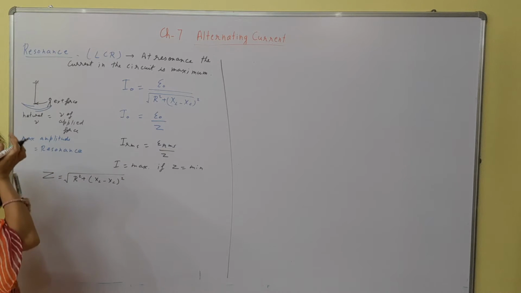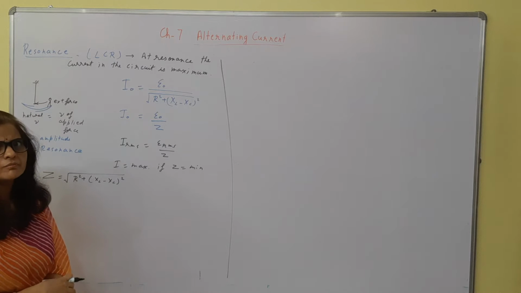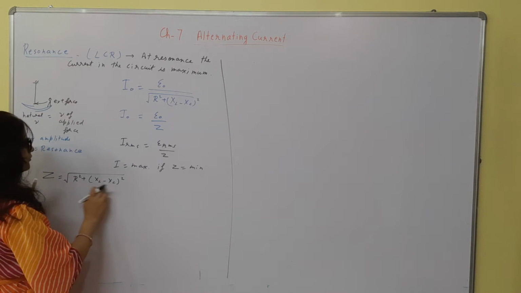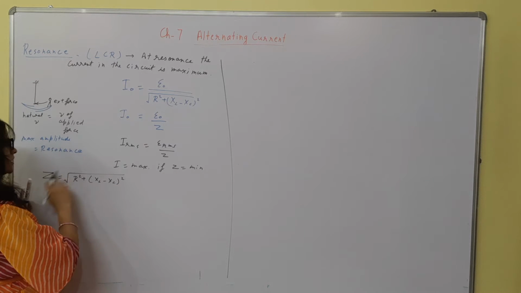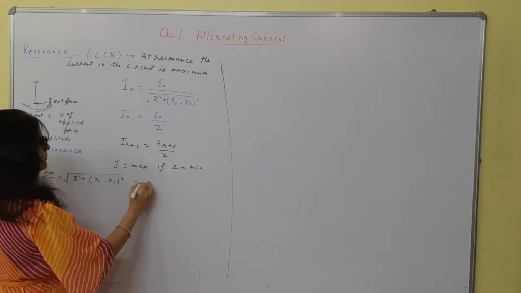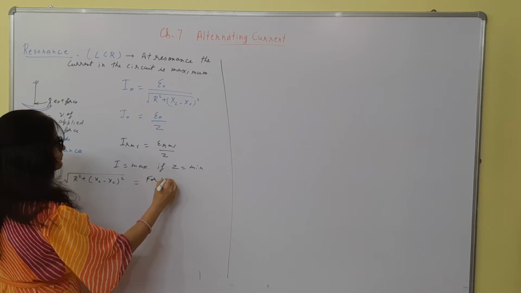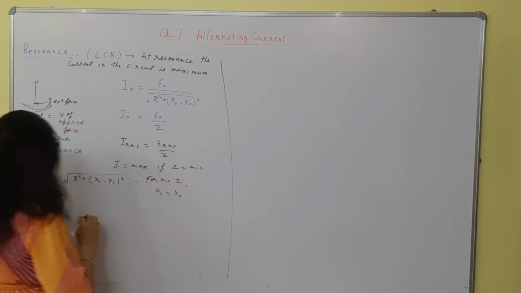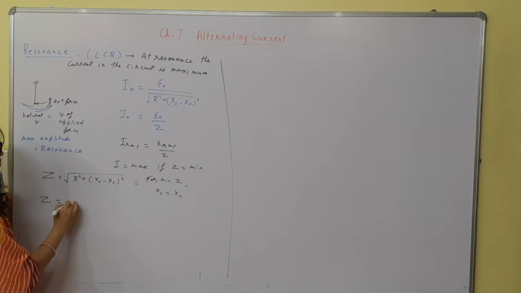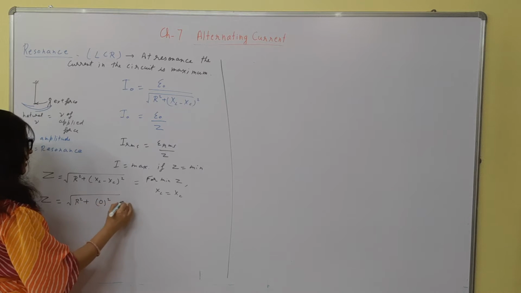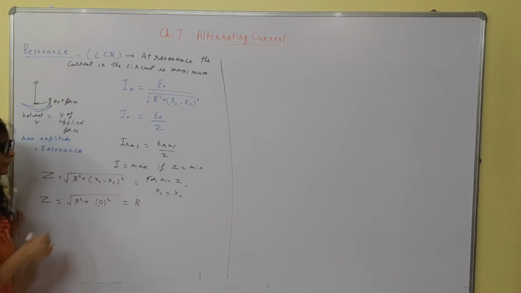Now this will be minimum if some quantity somehow becomes 0. We know that L, C, R all are here. Then if this quantity is 0, then we can say that the current is maximum. So for this to be minimum, XL must be equal to XC. So in that case, if XL is equal to XC, this will be root of R square plus 0 square, and this will be equal to R, right?